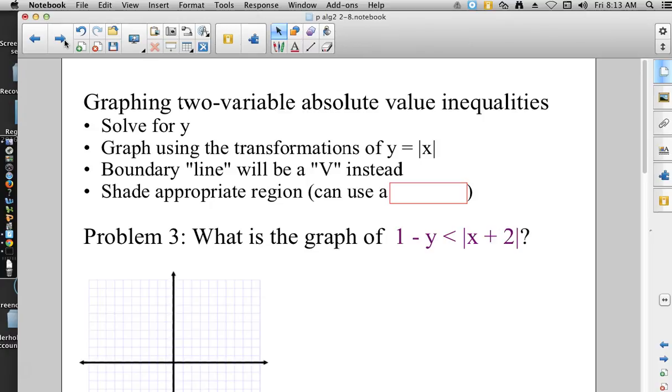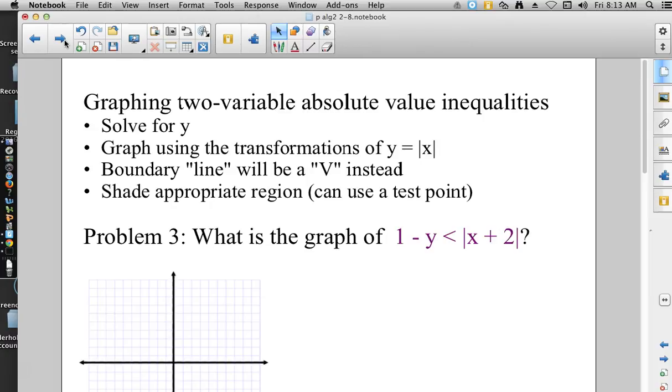There's that mistake that can happen again. If we don't pause and say dashed versus solid, everybody's going to solid these up every single time, because that's what you're used to already. And then shade the appropriate region. We certainly can use a test point for this as well.